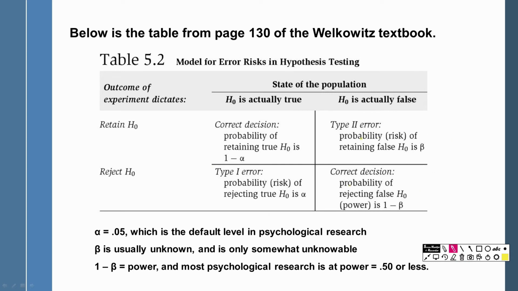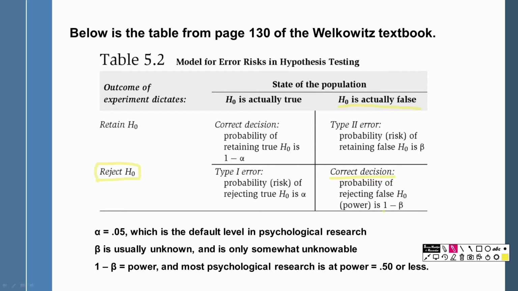Now let's focus on the right-hand side of the table, where it says the null hypothesis is actually false. In other words, this would be the situation where the treatment really does do something. Well, you need to be able to detect that treatment effect before you can reject the null hypothesis. So the correct decision here would be to reject the null hypothesis, and you can see the decision over here on the far left-hand side.